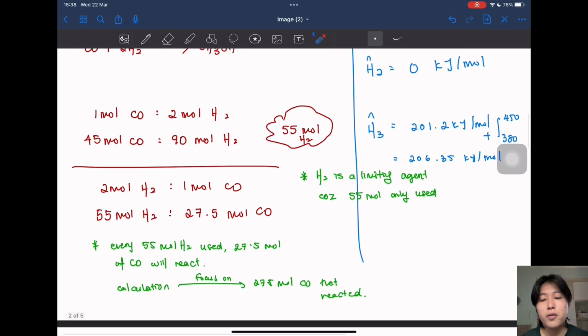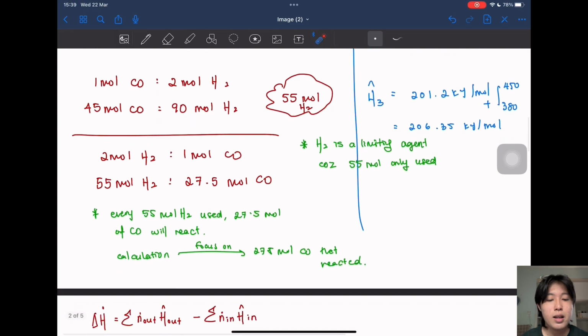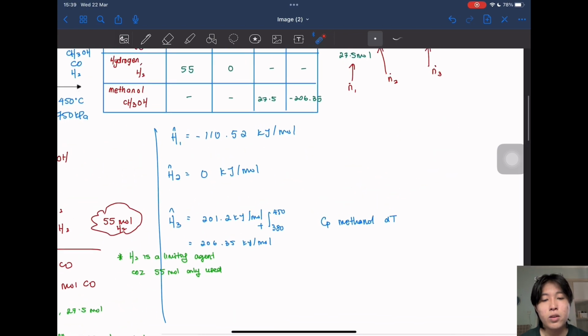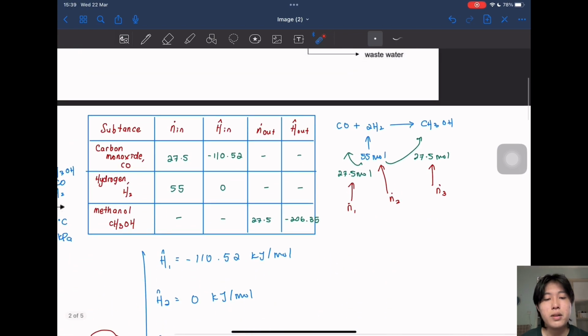So we use the 55 moles of hydrogen gas, which equals 27.5 moles of carbon monoxide. So for every 55 moles of hydrogen gas, 27.5 moles of carbon monoxide will be used in this equation. So the calculation will be focused on the 27.5 moles of carbon monoxide that is reacted. So N1 will be 55 moles, N2 27.5, and N3 will be 27.5.